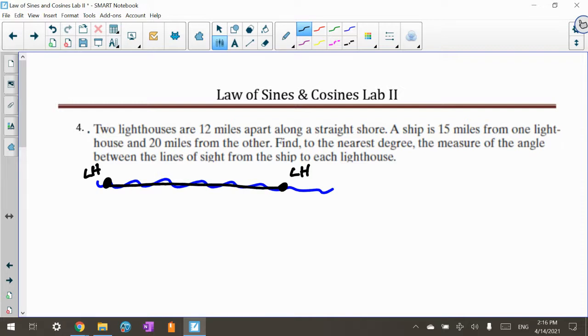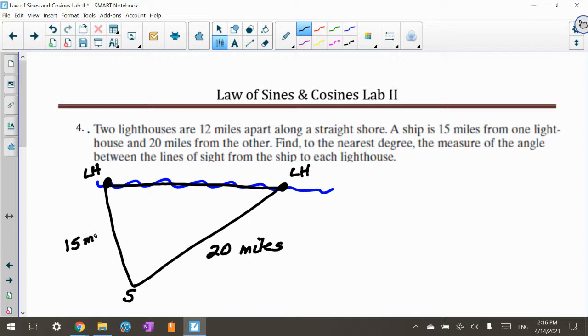A ship that is 15 miles from one lighthouse, and 20 miles from another. So let's kind of do 20 miles here. So here's our ship. And so this one, they're out on the water. Okay, so they're on the land here, and this is all water. And here's my ship. And this is 20 miles here. And this one's 15 miles. Okay, and here's my ship out on the water. So this is all water out here.